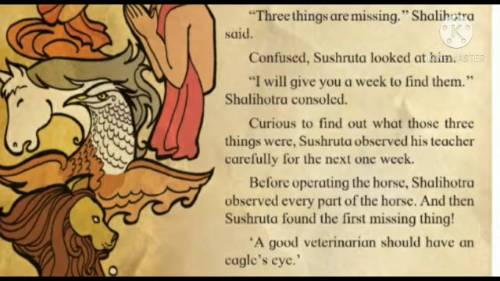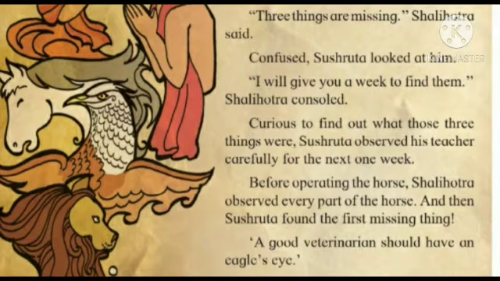Before operating on the horse, Shalihotra observed every part of the horse, and then Sushruta found the first missing thing. So Sushruta came to know the first missing thing: before operating on any horse, his teacher Shalihotra observed every part of the horse's body very carefully. So Sushruta got the first missing thing, a good veterinarian.